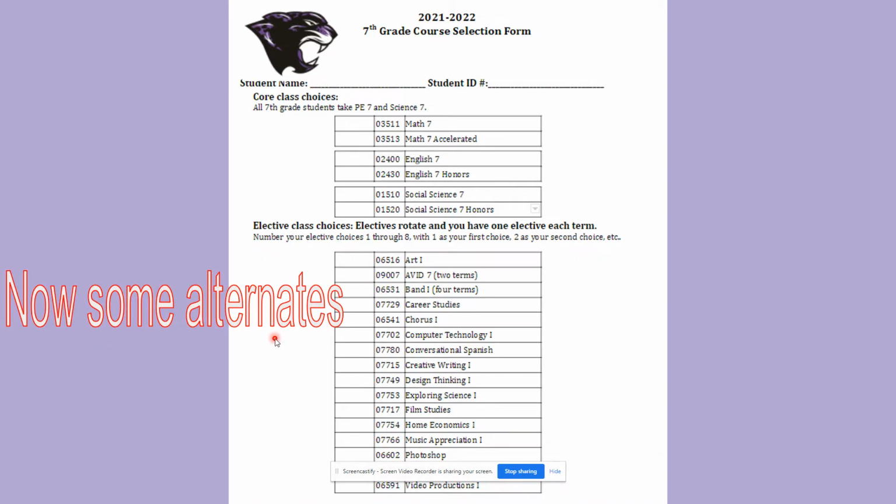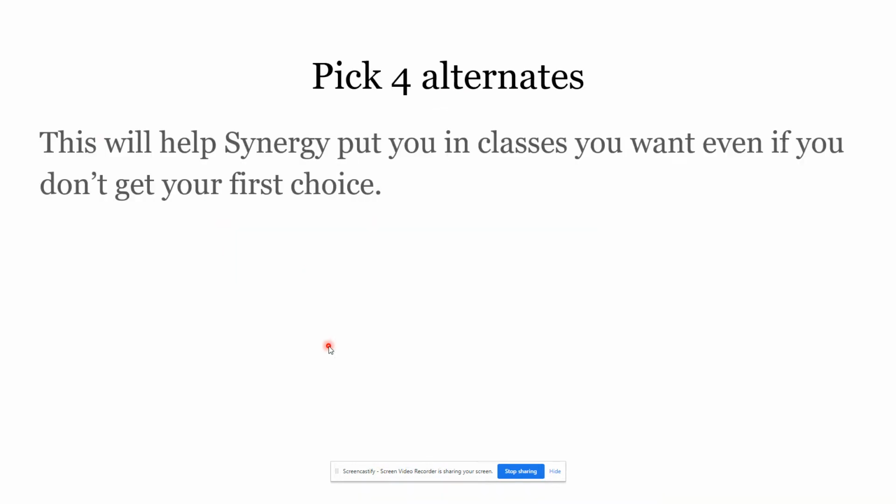Now we're going to pick some alternates. It's not a guarantee that you get your first 4 choices. So we need to pick some backups for the computer to put you into in case you don't get those first choices. So Synergy is going to use these classes in case you don't get your first choices.